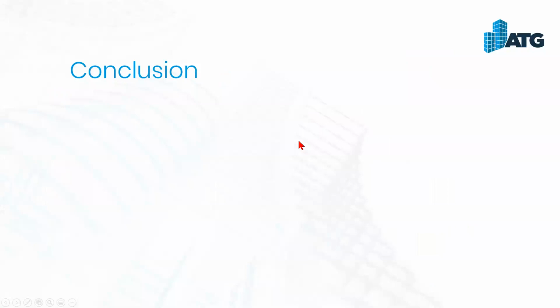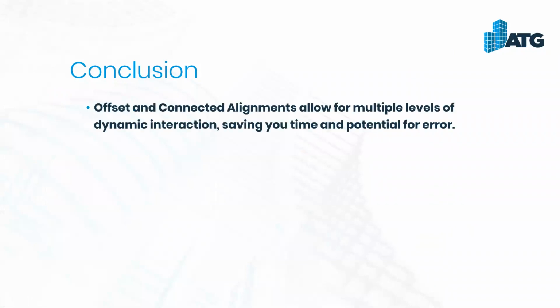So what did we learn today? Well, if you missed it last time, we went over the review of offset alignments and profiles, but offset and connected alignments and profiles allow for multiple levels of dynamic interaction. This will save you time, and more importantly, it will save you the potential for error. Did you go back and update every single piece of data of your model? Or did you know that the computer was going to handle that for you?